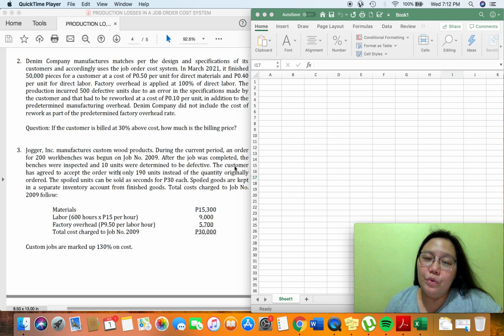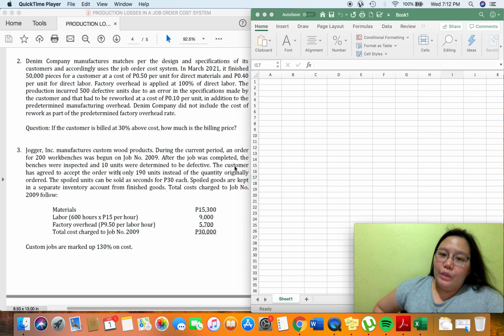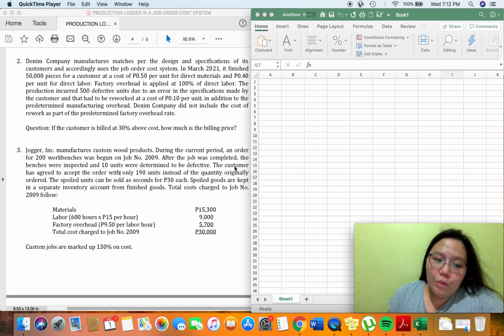But spoiled units cannot be economically reworked, or it is impossible to rework these units, and therefore the company has no choice but to sell these units as scrap, diba? For a price lower than its cost. So whenever we incur losses in a job order cost system, the main question is who will shoulder the loss, diba? The loss will be shouldered by the party who is at fault, okay?